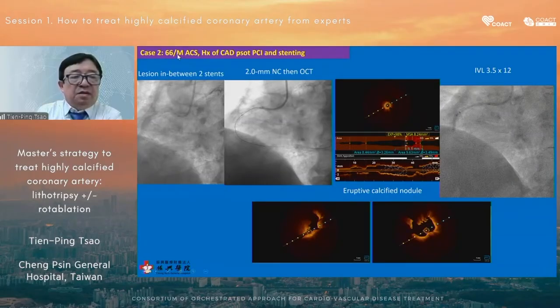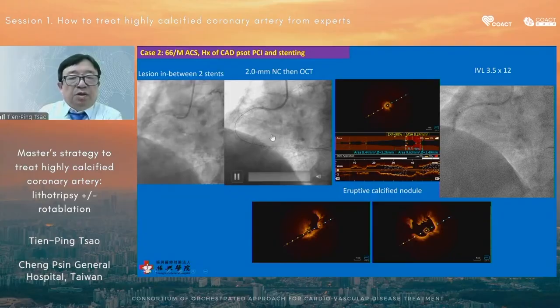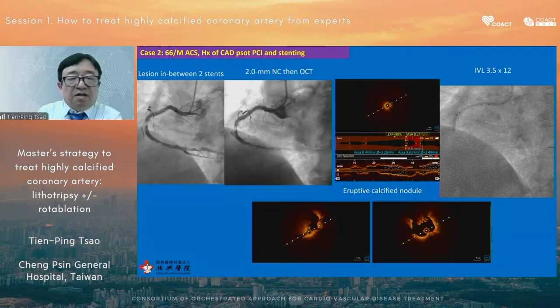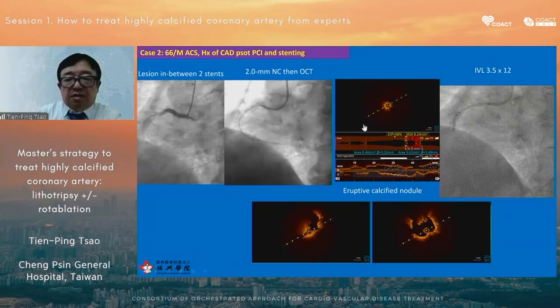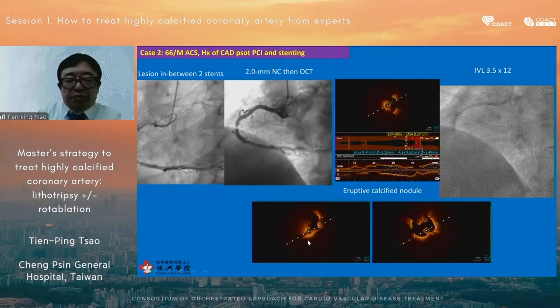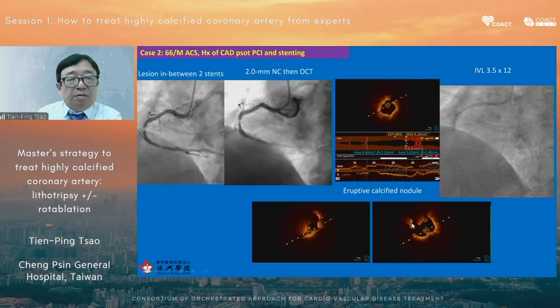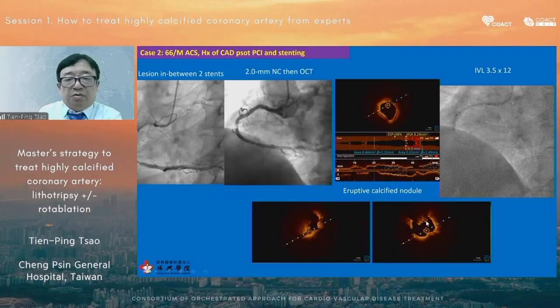This is a 66 male, acute coronary syndrome, history of CAD post PCI and stenting. From the angiograph, we can see there's a quite tight lesion at the mid RCA just between the two stents. So we used a 2.2 millimeter NC balloon to dilate the lesion first, and then did the OCT. This is the OCT imaging. And we can see the calcified nodule. And this is an eruptive calcified nodule. I think this is related to the patient's clinical presentation, acute coronary syndrome.